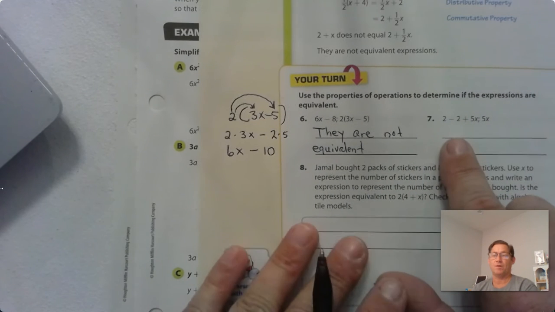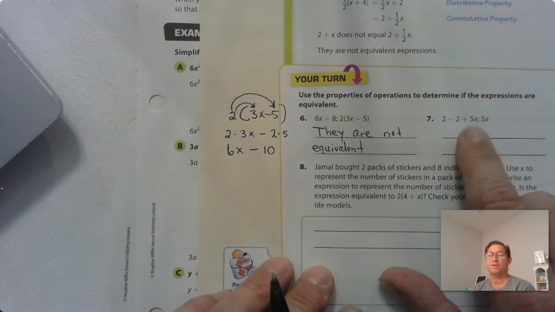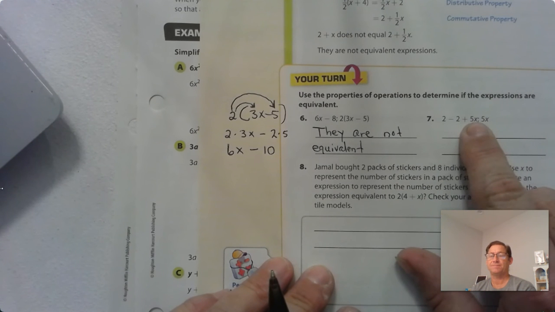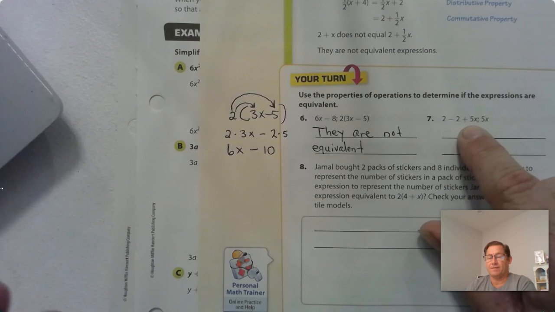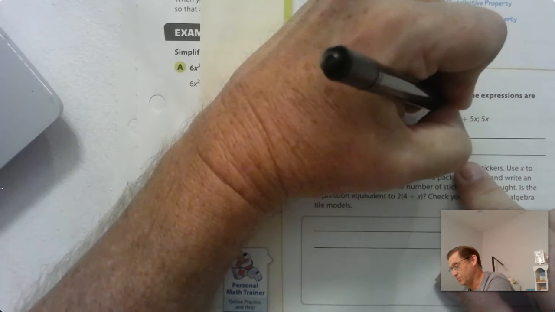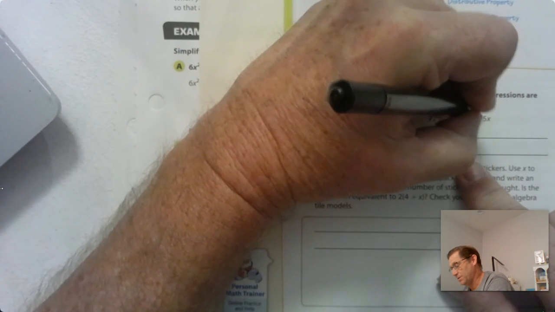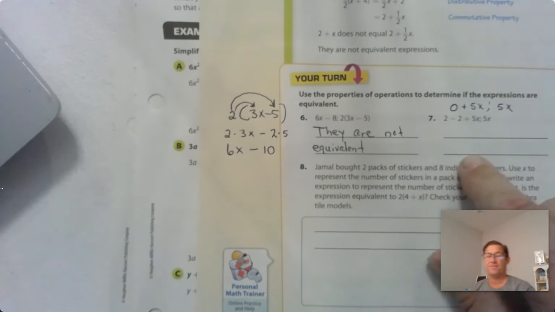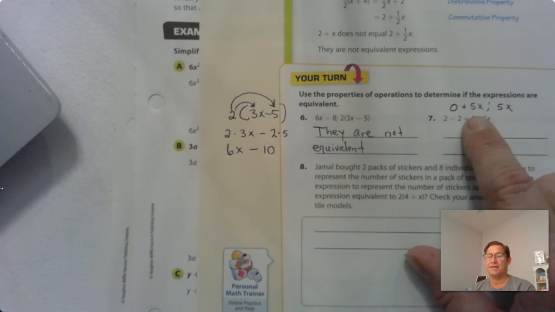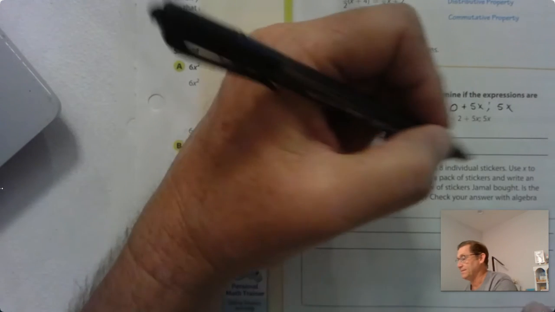All right, and in this one, we want to find out, is 2 minus 2 plus 5x the same as 5x? Well, we have multiplication, addition, and subtraction. Well, we can't multiply the x because I don't know what the value of x is. But I can simplify 2 minus 2, right? 2 minus 2 is 0. So we have 0 plus 5x. Is that the same as 5x? Yeah, right? The identity property of addition says any number that you add 0 to does not change the value of that number. So 5x is 5x.